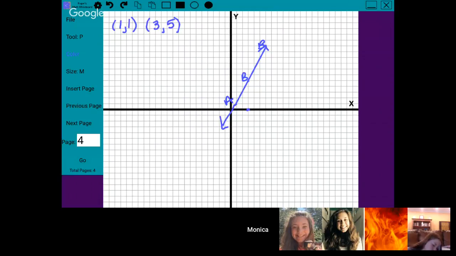So what you need to do now is plug that into your formula. So you're going to have 5 minus 1 over 3 minus 1. 5 minus 1 is 4, and 3 minus 1 is 2, and that reduces to 2. So your slope is 2, right?